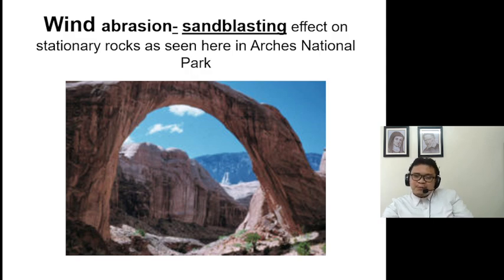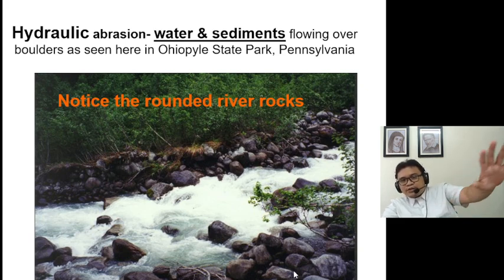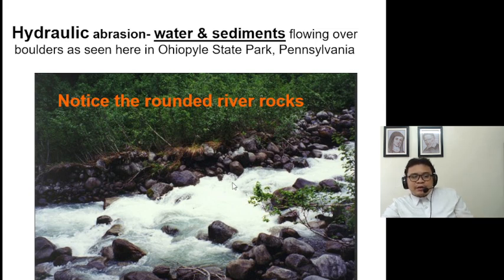Okay, so another type is what you call hydraulic abrasion, or shall we say, the forces of moving water. There are water and sediments flowing over boulders, as seen here in the Ohiopyle State Park in Pennsylvania. So you notice the rounded river rocks. Now they are rounded because they are constantly being weathered by this running water.